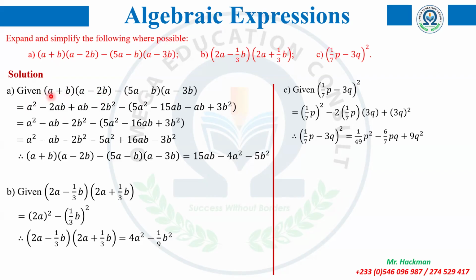So take the first one. The first term here will multiply all the terms. It will be A times A, which will give you A squared. A times minus 2B, that will give us minus 2AB. Then you come and take the B, also multiplying all the terms here. So B times A will give you BA, but I told you we move alphabetically, so it will be AB. Then B times minus 2B, that will give us minus 2B squared.